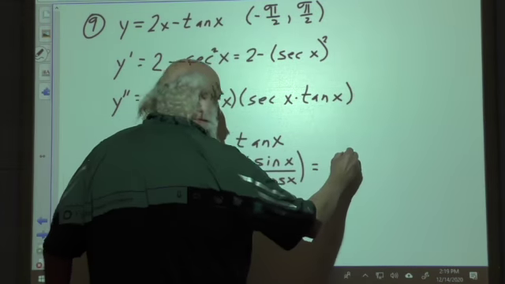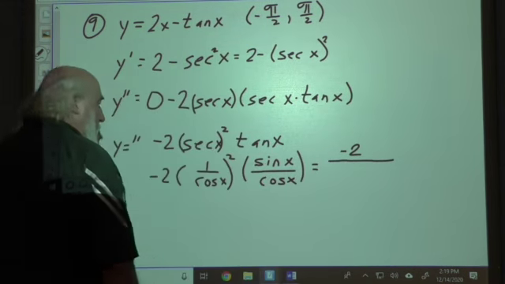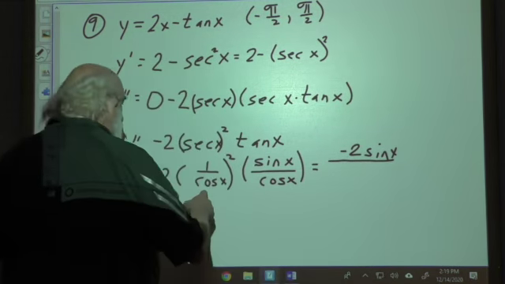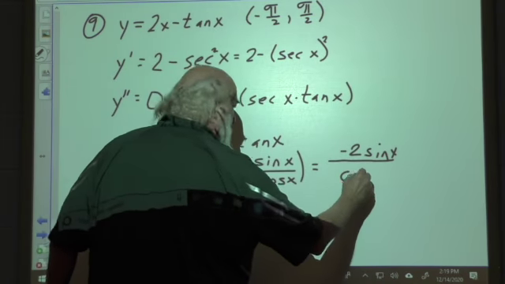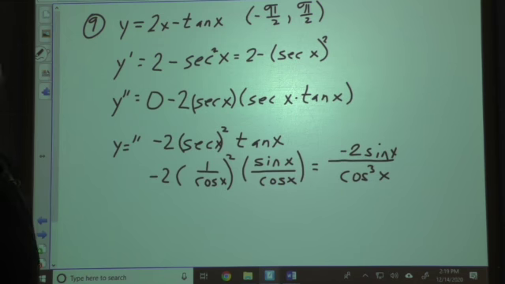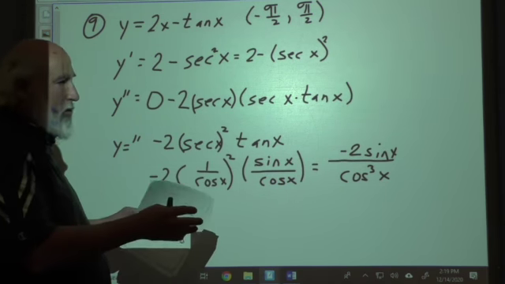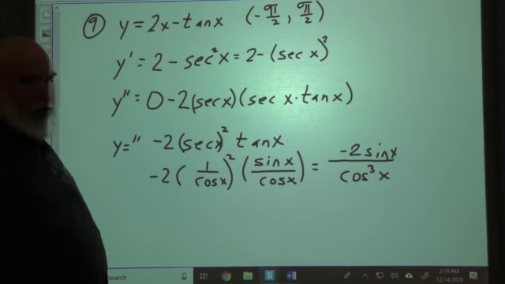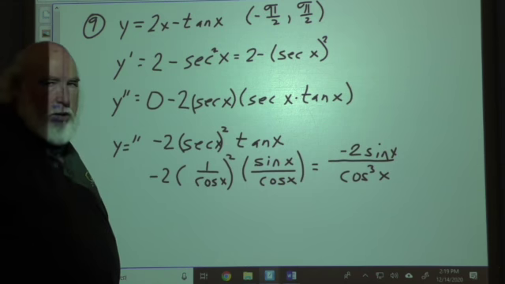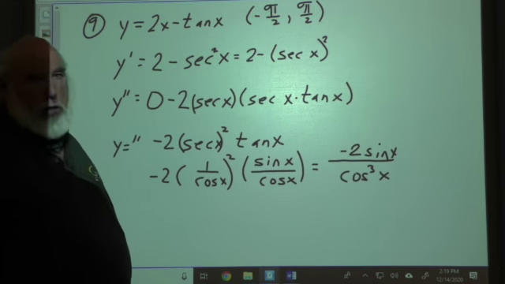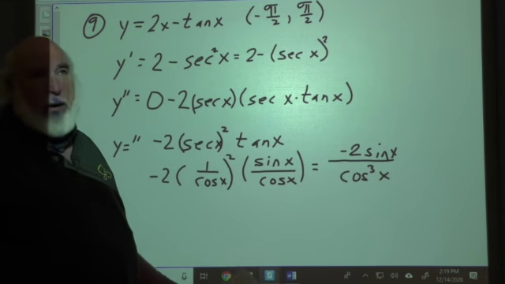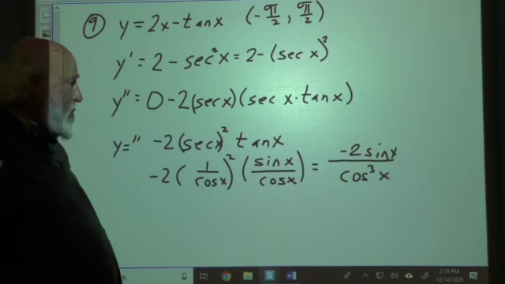And I get negative 2 on top, and then the sine of x on top with it. And then underneath it, this will be cosine cubed x. And since I'm not deriving anymore, I'm going to put it back inside like that. But you can put cosine x in parentheses, put a cube on the outside, it means the same thing. This is the formula I'm going to be using for determining my zeros and for determining my positive or negative values for the intervals.